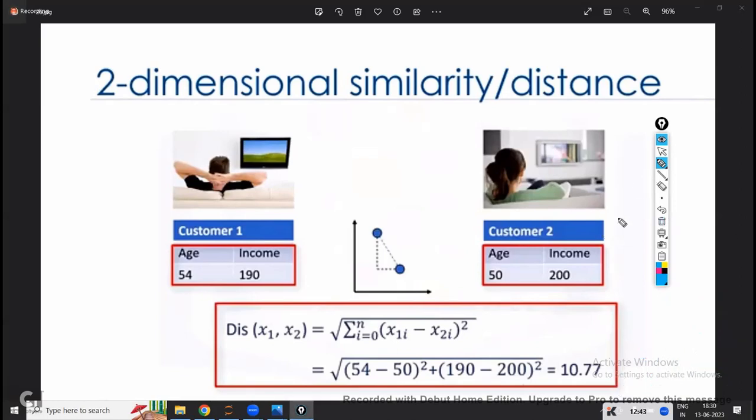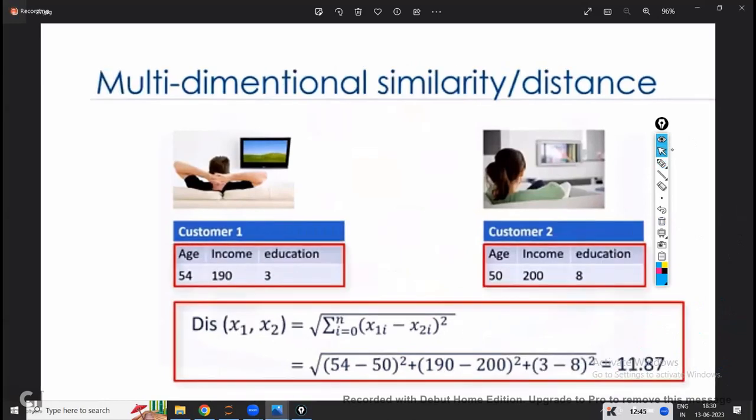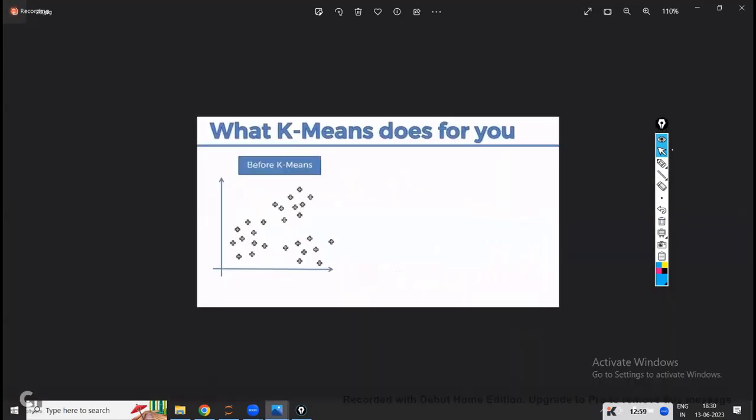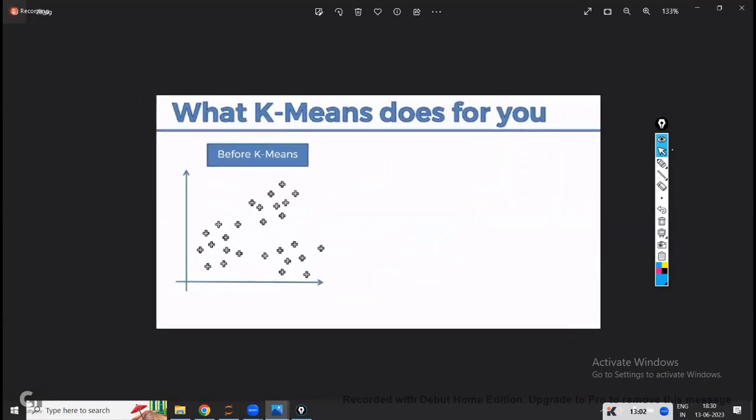Next, if I'm having three columns: (54 minus 50) whole square, (190 minus 200) whole square, (3 minus 8) whole square. How many columns are there? That many terms.